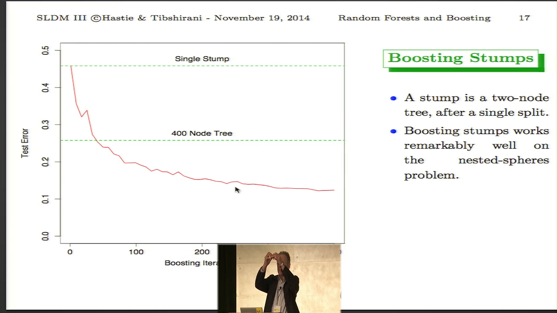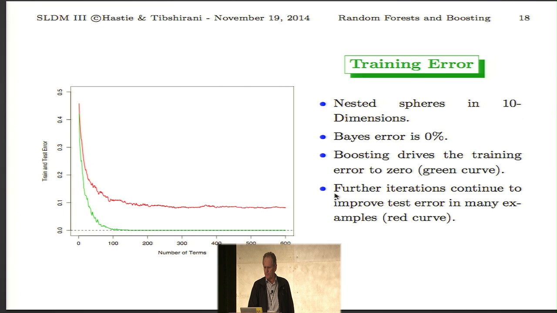So a stump is a tree with a single split. So that's about the simplest tree you can get, right? One split, two terminal nodes, it's called a stump. And here we see the performance of boosting with stumps on this nested spheres problem. And it does really well. This is AdaBoost, it's down to 1%. So there's something really special going on with boosting.